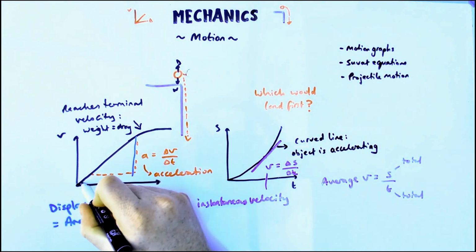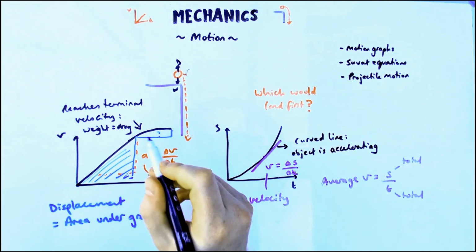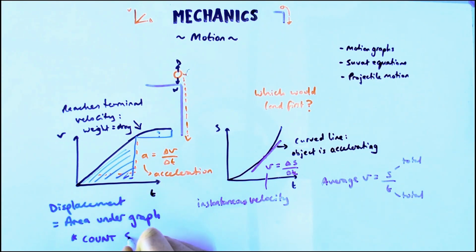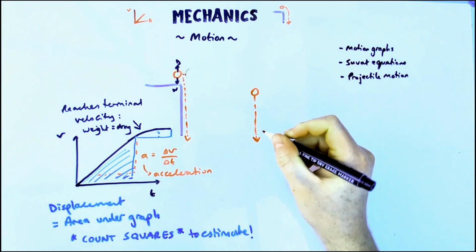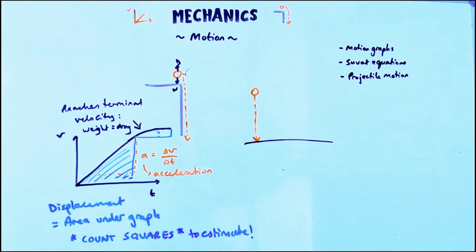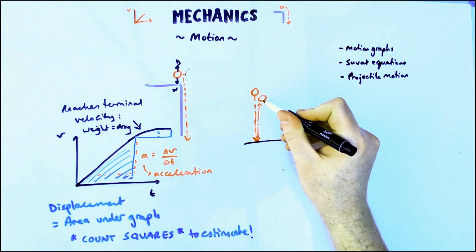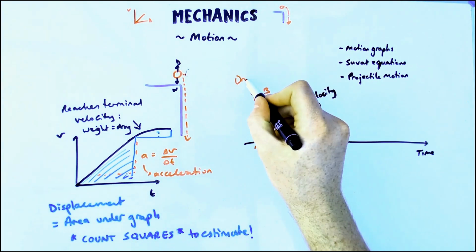Now that's easy if it's a triangle or a rectangle. If it's a curve, at A-level you need to count squares. You get marks for counting squares. Don't try and integrate it, even though that's technically the better method. At A-level, just count the squares if it's curved and estimate that way. So let's draw some of these motion graphs for some tricky situations.